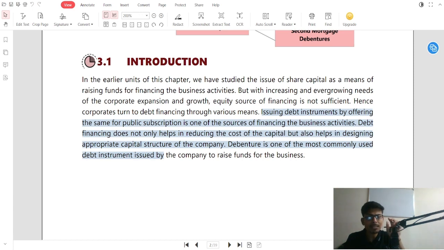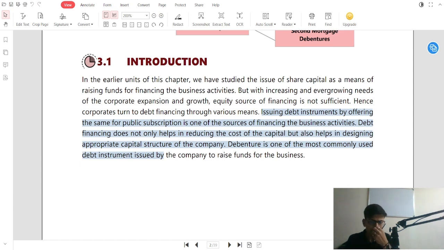So this is the basic difference between the debenture and the share. I am repeating, guys, this is the basic difference between the debenture and the shares. We give ownership with the share, and in the debenture we don't give ownership. In a debenture we have to pay fixed interest each and every month or year, but in the case of shares we need not pay any interest at all.